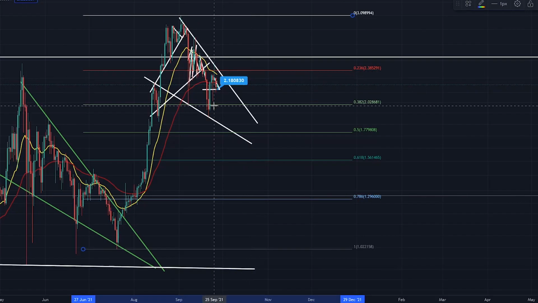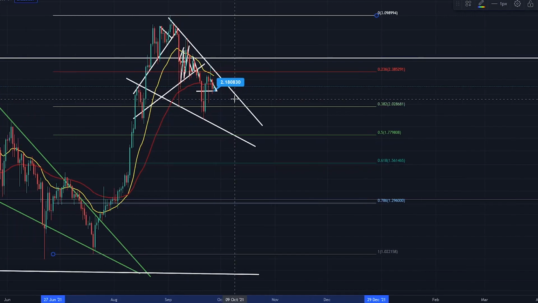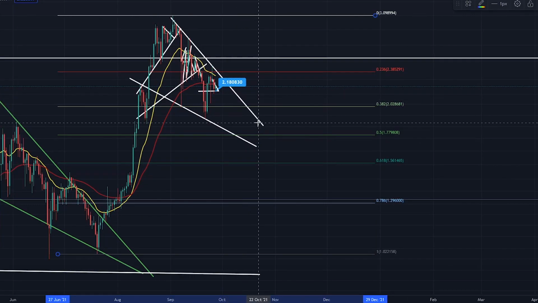So straight off the bat, you can see that when you wicked down last week, I think you lost it to the 382. Yeah, you did lose that. And then you formed that trend line. So I do think that technically, we might be fruitful putting some bids on the 050 at 177.